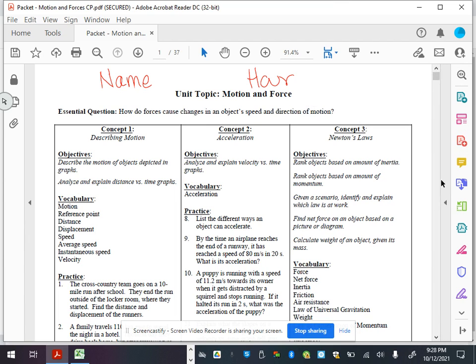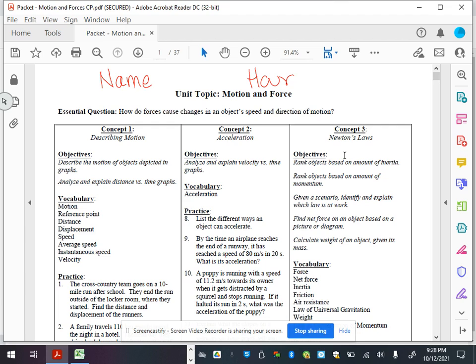All right. So just looking over this real quick, we have the 3 concepts. Concept 1 is obviously what we'll get into first. We're going to describe what motion is. And so we have words like distance, speed, velocity. Concept 2, we'll talk mostly about acceleration. All right, and you can see that's our only vocab word there.